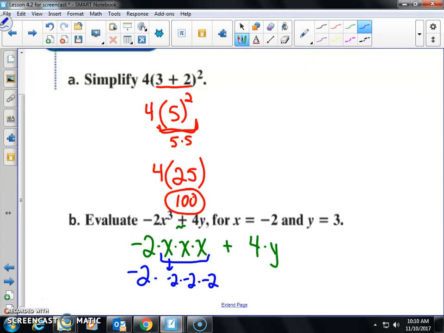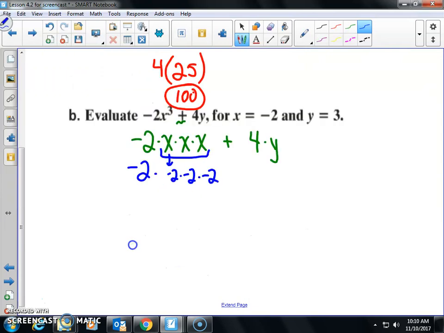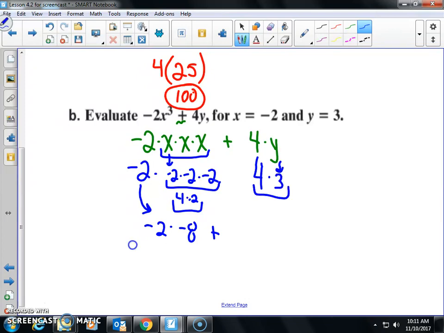So x to the 3rd is my exponent. I know that means x times x times x, which means negative 2 times negative 2 times negative 2. So I'm going to do all that first. Negative 2 times negative 2 is positive 4 times negative 2 turns into a negative 8. And I still have this negative 2. The plus sign is here. Over here I have 4 times y. Well, y is 3. 4 times y is 12.